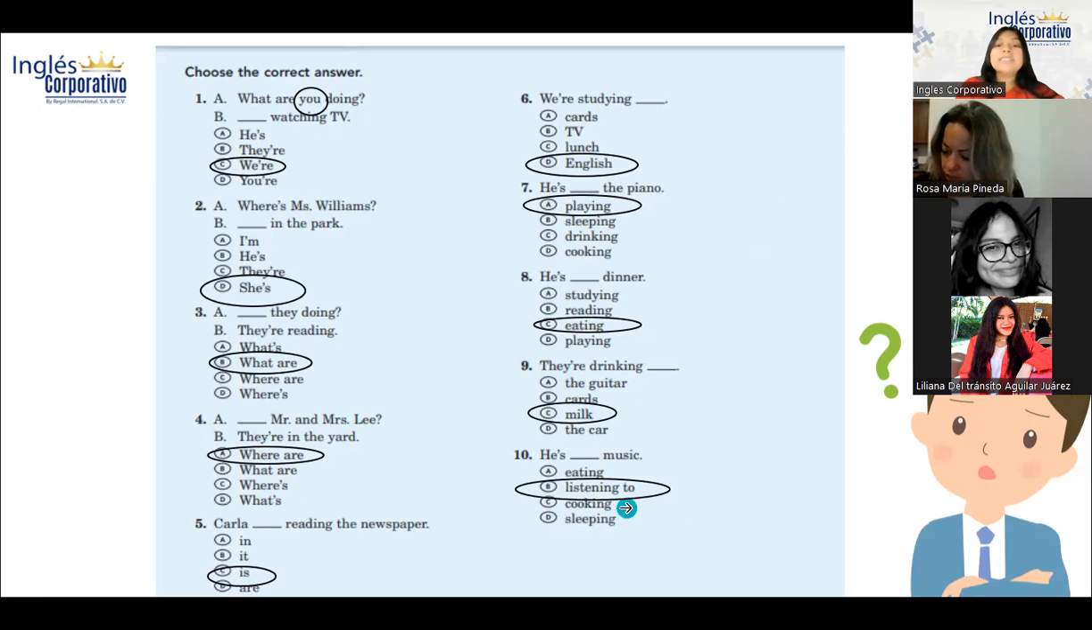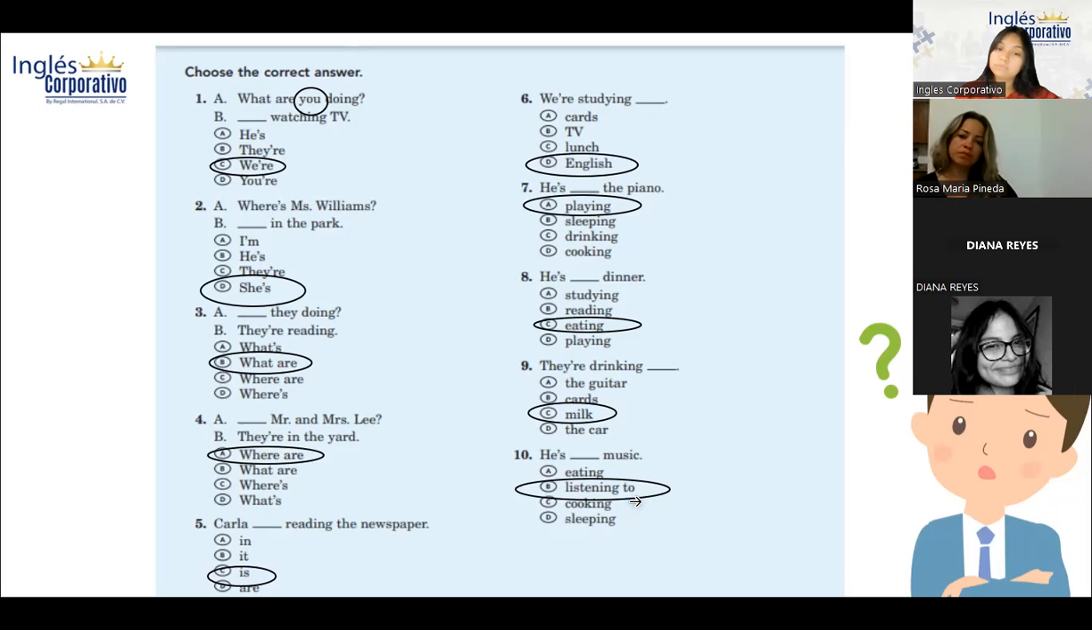So, listen siempre, siempre, siempre tiene que llevar to. Por eso es que si usted dice, I listen music, eso está incorrecto. I listen to music. I am listening to music. Es regla gramatical que siempre vaya junto. Otra pregunta. Pero vea que cuando se pone un verbo y se quiere poner otro verbo, también se pone to. ¿O no? Yes. También. Ah, ok.